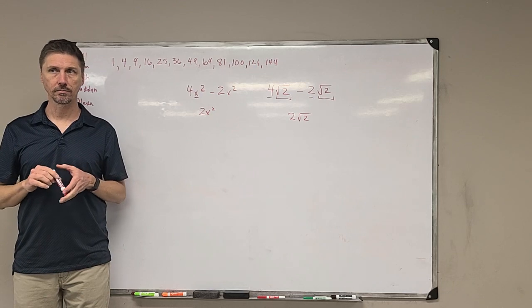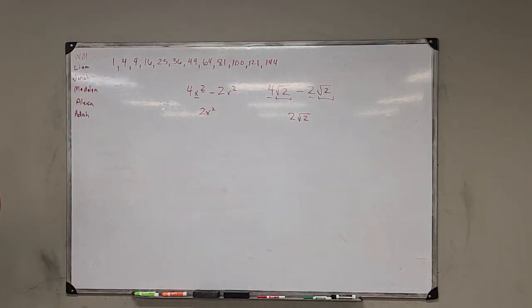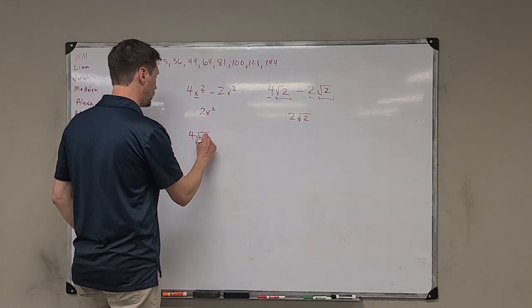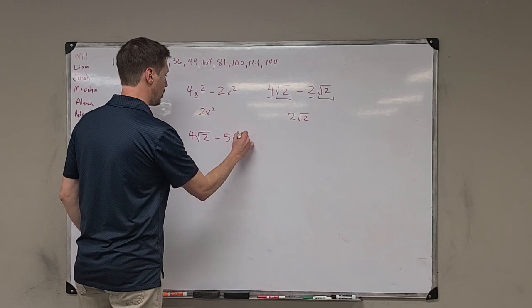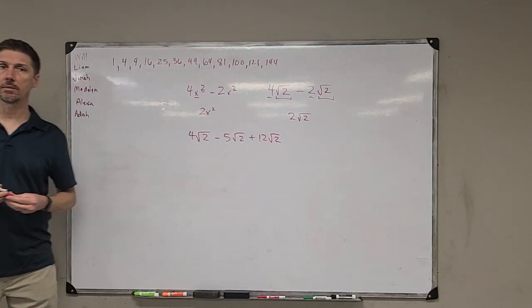Okay? So that's how we consider like terms in radical expressions. And so if that's the case, then what would this be? 4 square root of 2 minus 5 square root of 2 plus 12 square root of 2. What would that be?